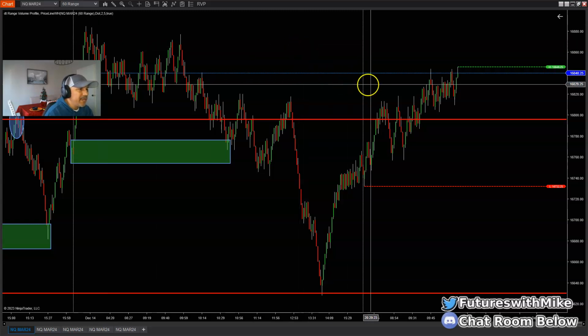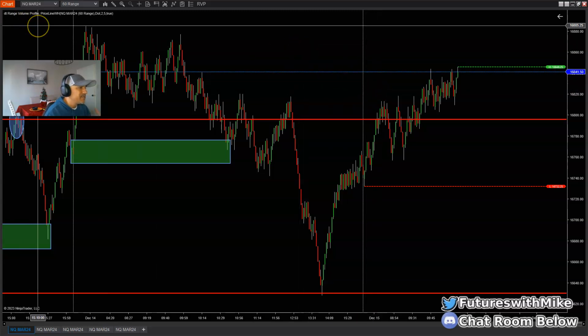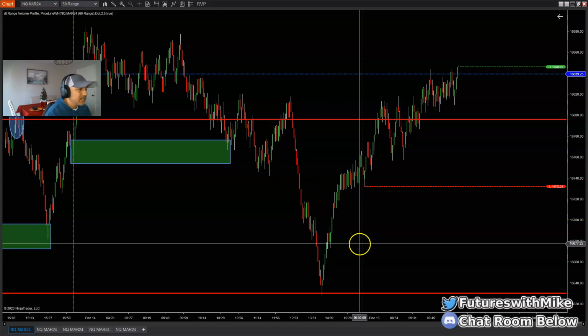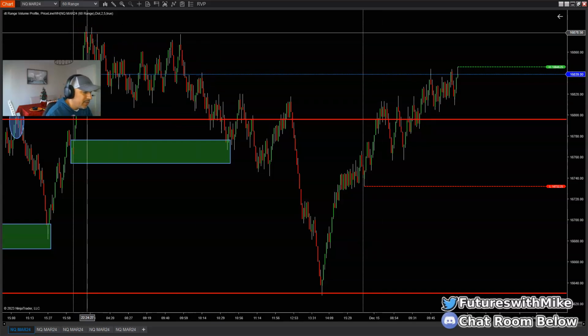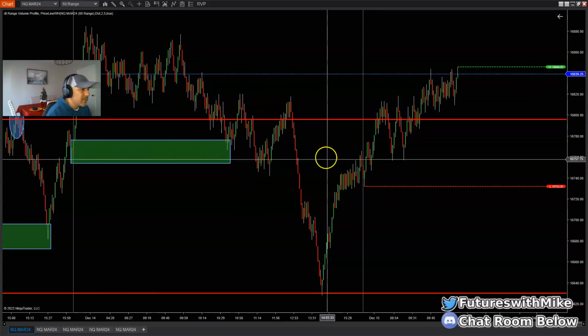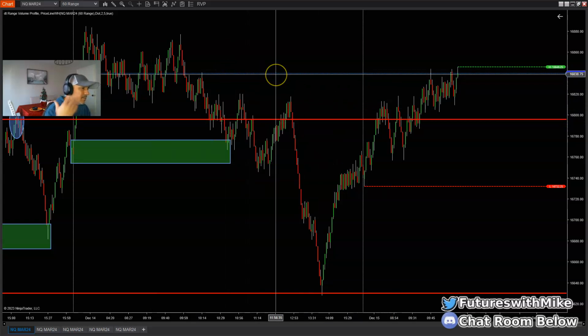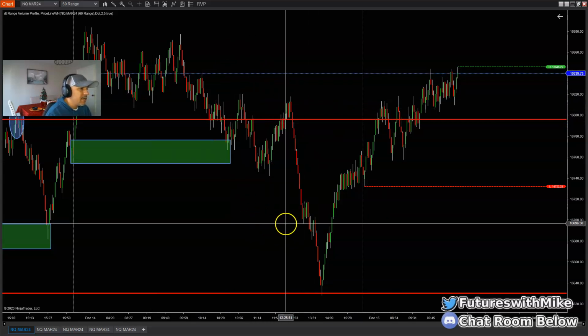So with that said, if it breaks that, then that's a major area of structure that will be broken or taken out, okay? Taking out prior session highs and lows is something that you want to really focus in on. So it looks like we're climbing up there to possibly do so, but we can reject just as well, okay?